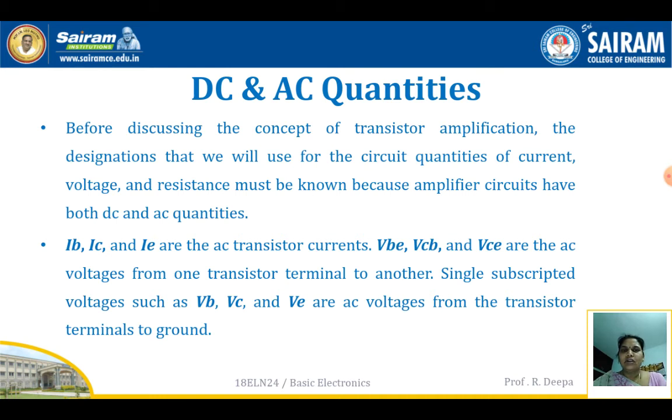Before going inside the topic, let us learn what the DC and AC quantities used in defining a transistor as an amplifier are. Here we'll be using the circuit quantities of current, voltage and resistance, as amplifier circuits have both DC and AC quantities. IB, IC and IE are the AC transistor currents, and VBE, VCB and VCE are the AC voltages from one transistor terminal to another, and the AC voltages VB, VC and VE are the voltages from the transistor terminal with respect to the ground.